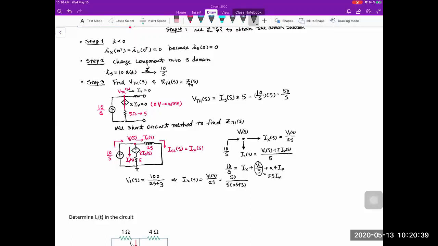All right, so what is the purpose that we find I sub x? I sub x is my short circuit current. Once I find the short circuit current, I can find out what is the ZTH by using the VTH divided by the IX or ISC. That is your ZTH. So your ZTH is the VTH of S over your ITH.